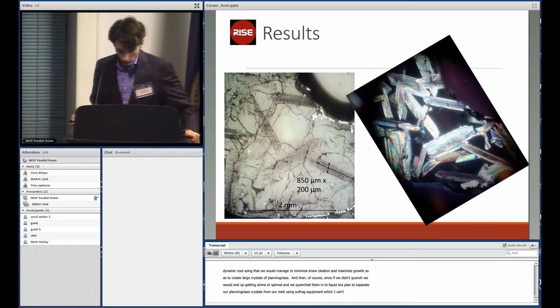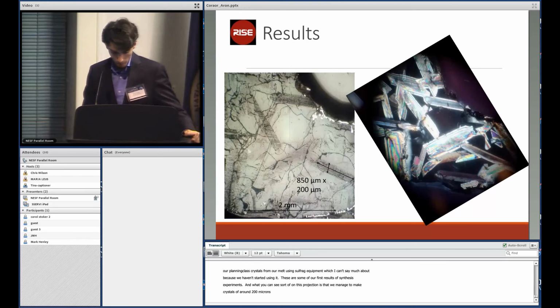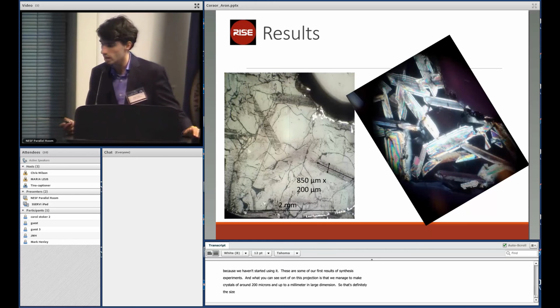So these are some of the first results of our synthesis experiments. This is in our petrographic light microscope. On the left is a reflected light image. On the right is a polarized light image with cross polarizers. And what you can see on this projection is that we managed to make crystals of around 200 microns in small dimension and up to 1 millimeter in large dimension. And so that's definitely the size that we need to get accurate emissivity and reflectance spectra of these samples.